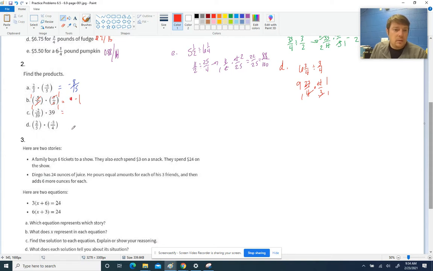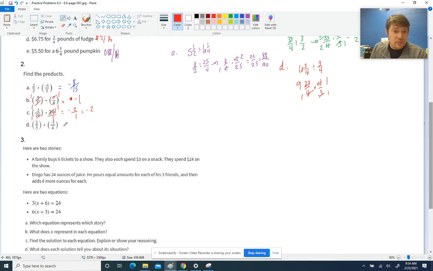On the next one, think of this as 39 over 1. And the 39s are numerator and denominator, so they cancel to 1s. 2 times 1 is 2, and 1 times 1 is 1. And a negative times a positive is a negative. So you essentially just get negative 2 there.